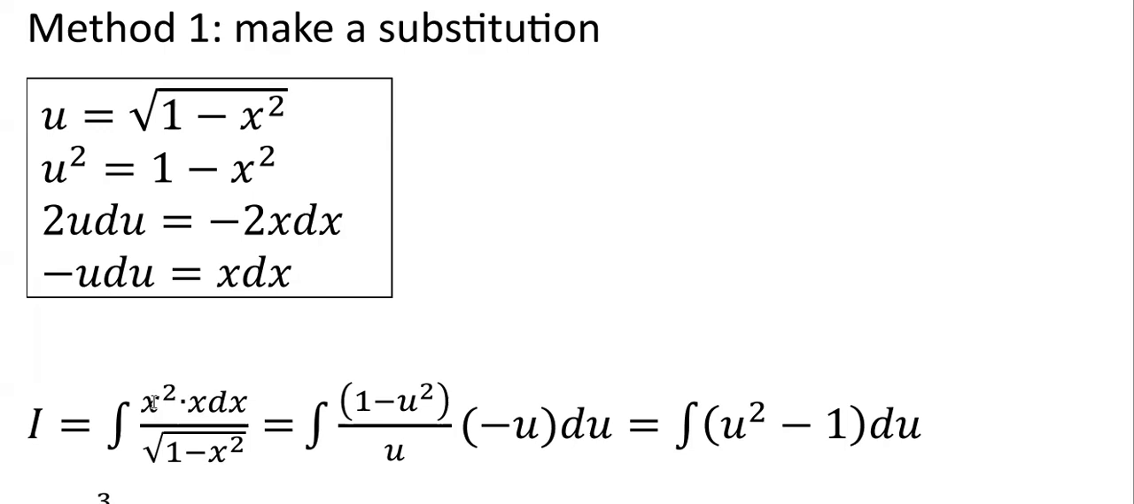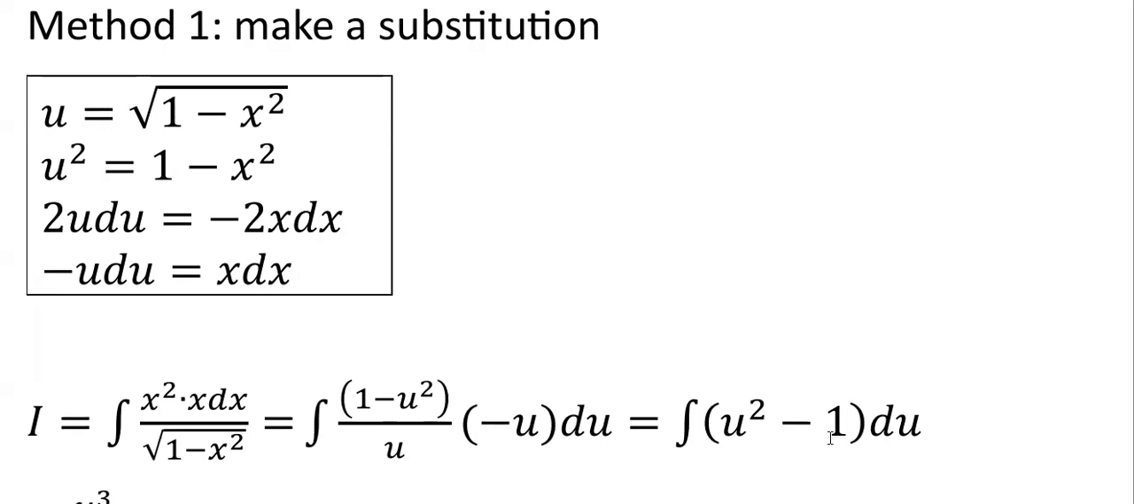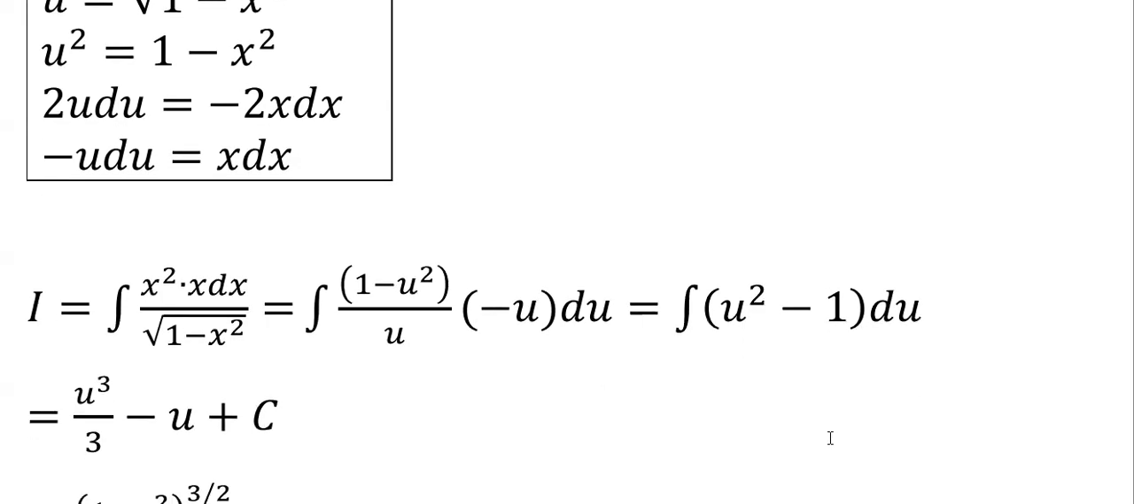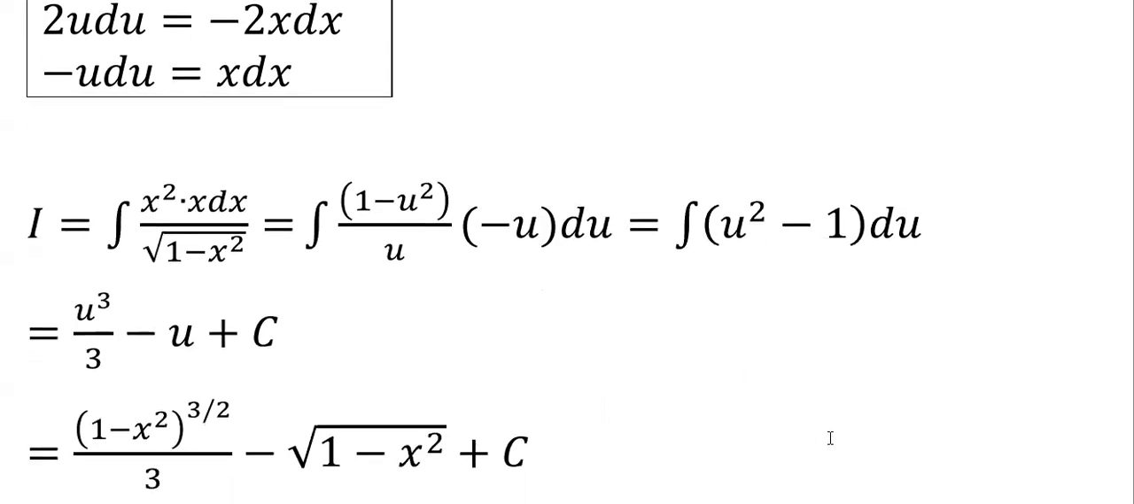X squared, how do I get x squared? That is just 1 minus u squared from this line. Hopefully you see that. I didn't write it out explicitly. And then the bottom is just u, okay? So these u's would cancel, and then this minus sign could distribute in, so it becomes u squared minus 1. Now it's just the power rule here. So that's u cubed over 3 minus u plus c, and then we back substitute what is u. u is square root of 1 minus x squared. Okay, so that's my answer using just substitution.